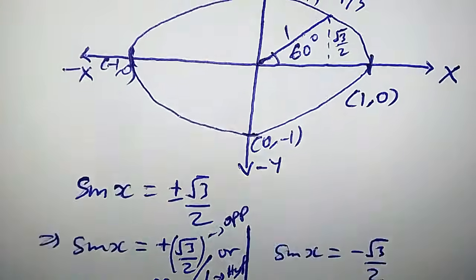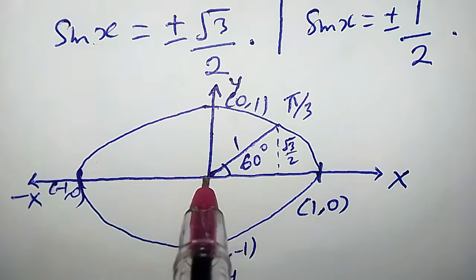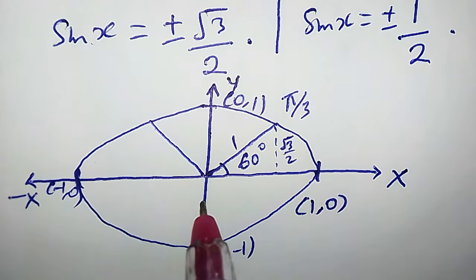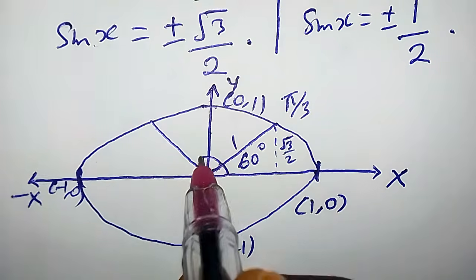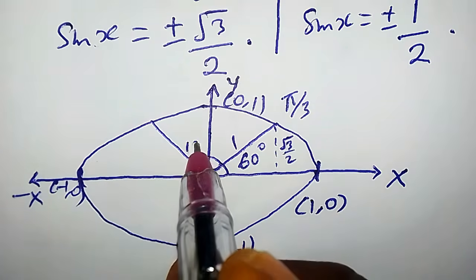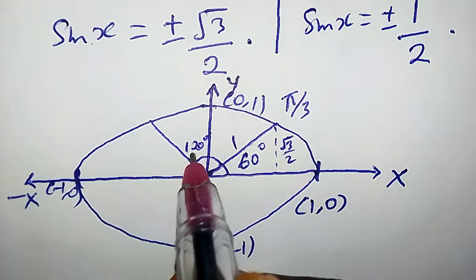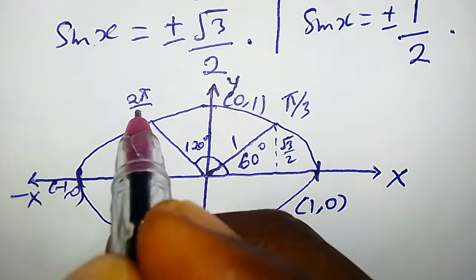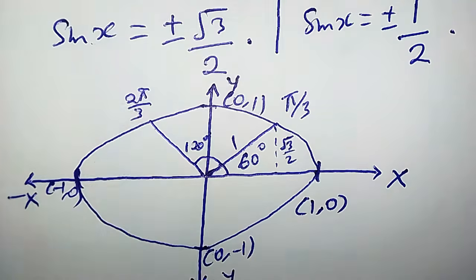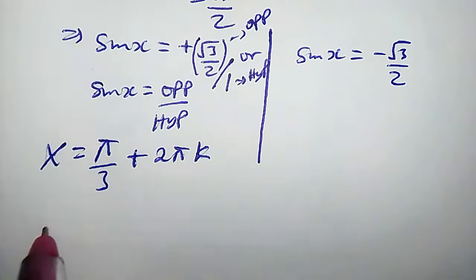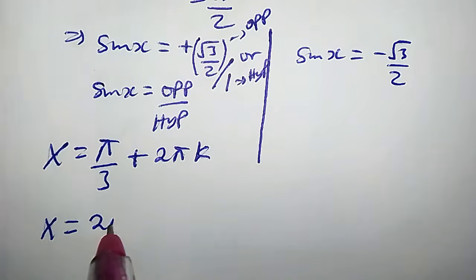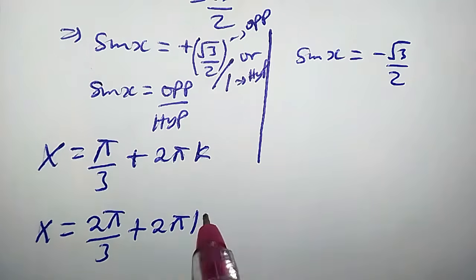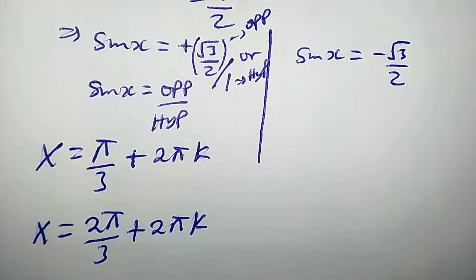Let's continue. There is another angle here. 180 degrees minus 60 degrees, that is 120 degrees. This side is 120 degrees. What is 120 degrees in radians? That is simply 2 pi over 3. This is another value of x. So x is equal to 2 pi over 3 plus 2 pi k. This k is a constant. Let's continue.